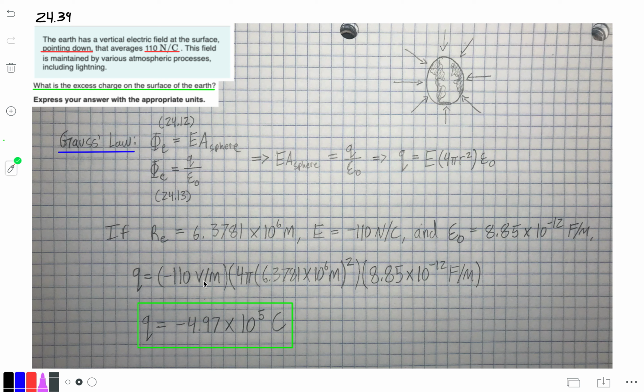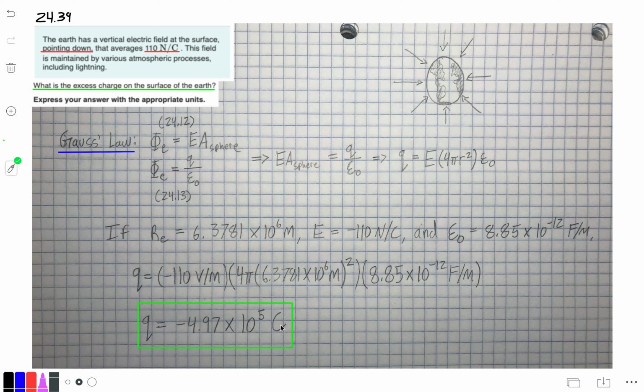So at this point, a volt and a farad, or a farad volt, is equivalent to 1 coulomb. So when this does all multiply out, the meters cancel and we are left with coulombs here. So this is going to be our answer. Q equals negative 4.97 times 10 to the 5th coulombs.